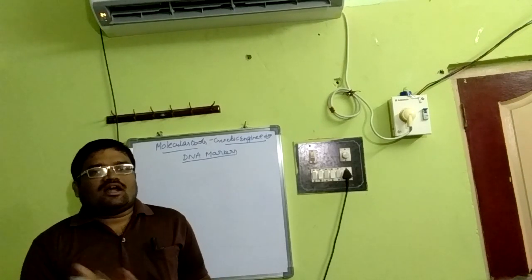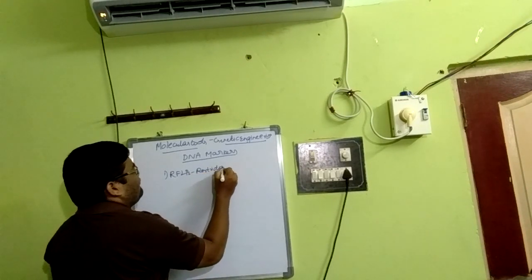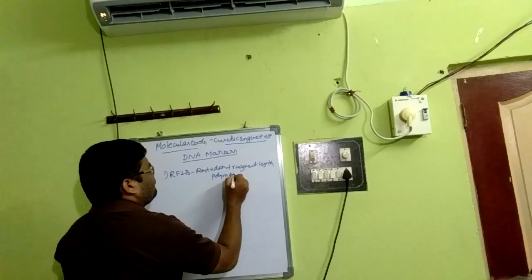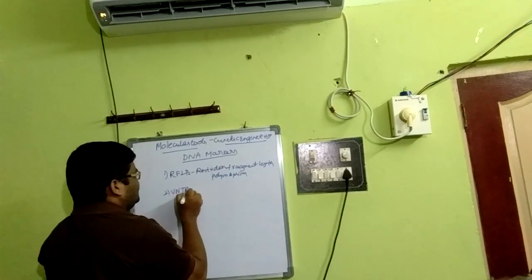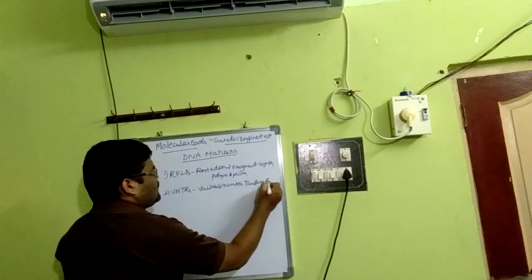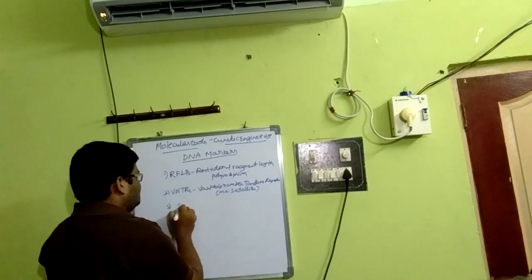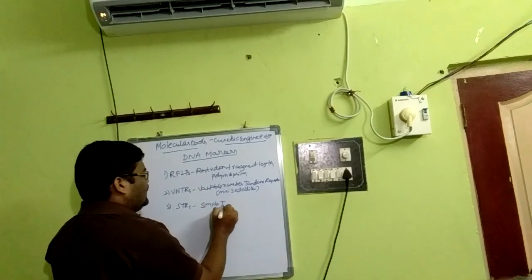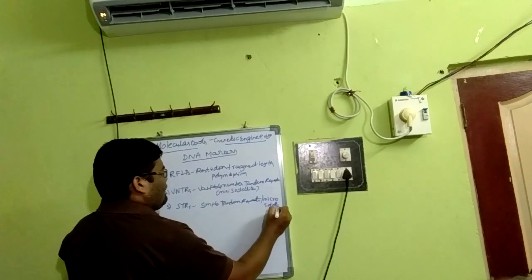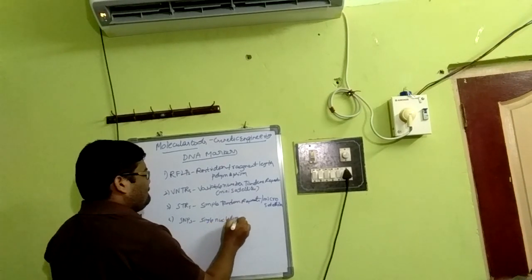And the most important DNA markers are: one, RFLPs, restriction fragment length polymorphisms; two, VNTRs, variable number tandem repeats, otherwise called minisatellites; three, STRs, simple tandem repeats, called microsatellites; and four, SNPs, single nucleotide polymorphisms.